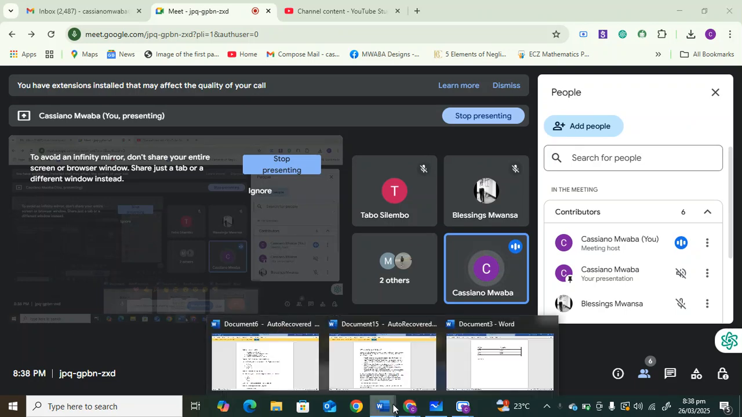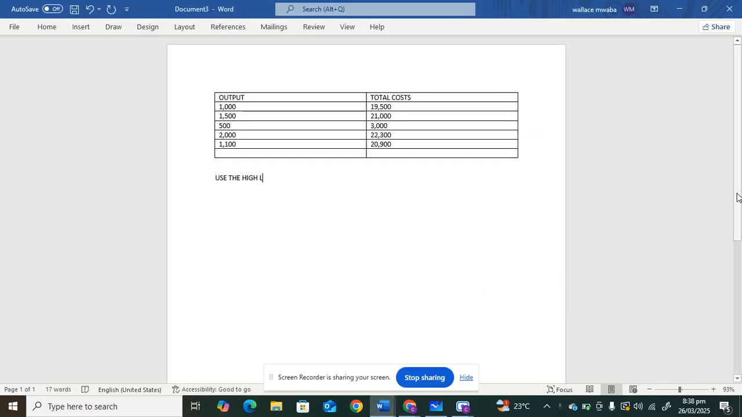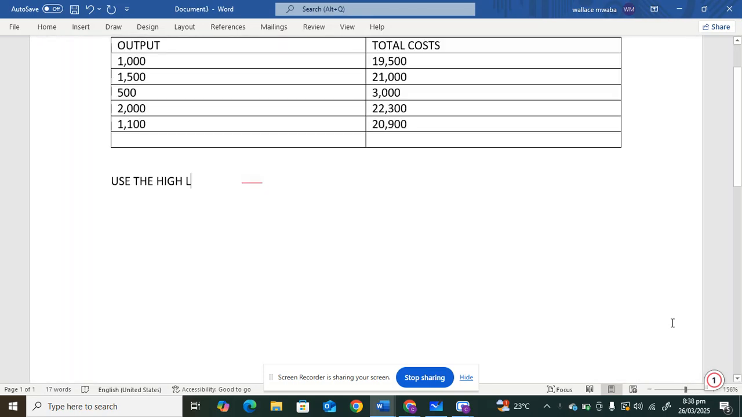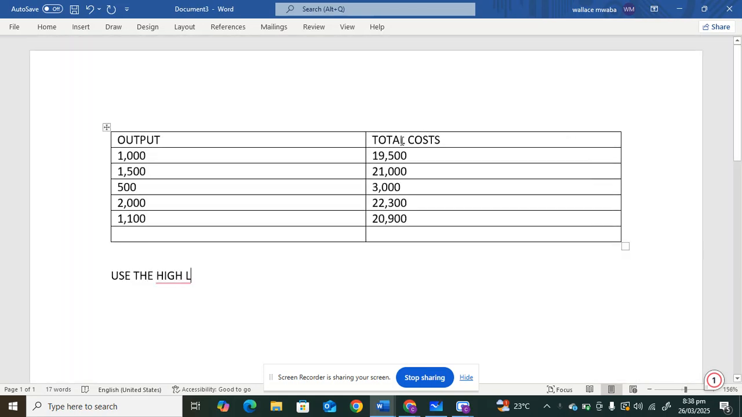Okay, we have a question here. We've got our output, and we've got our costs, right? So from this data, what we want to do is separate the costs into fixed and variable costs, so that we can use that cost equation to estimate future costs, depending on how much we produce.